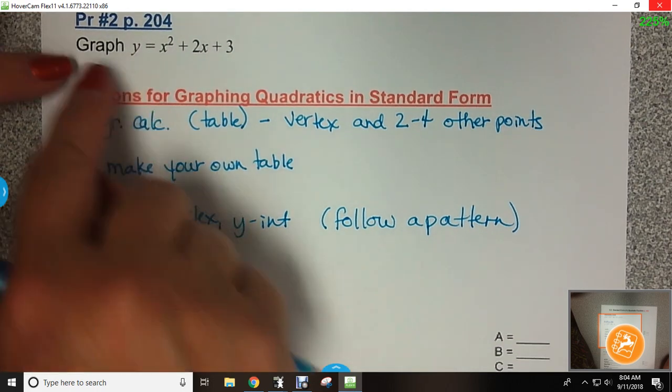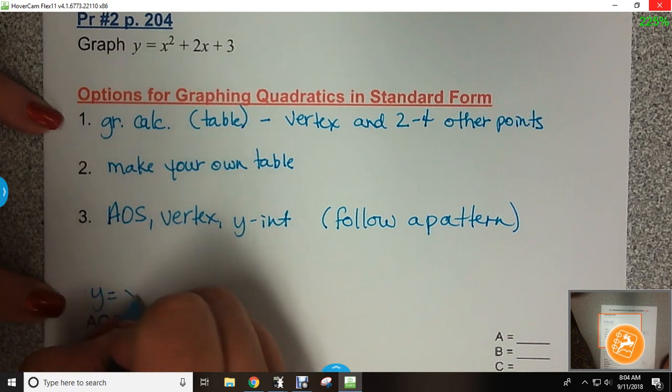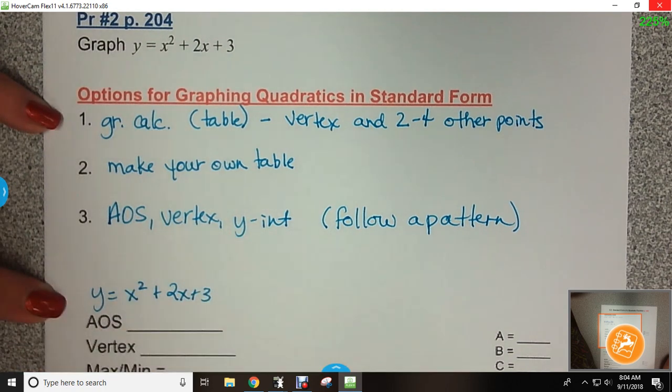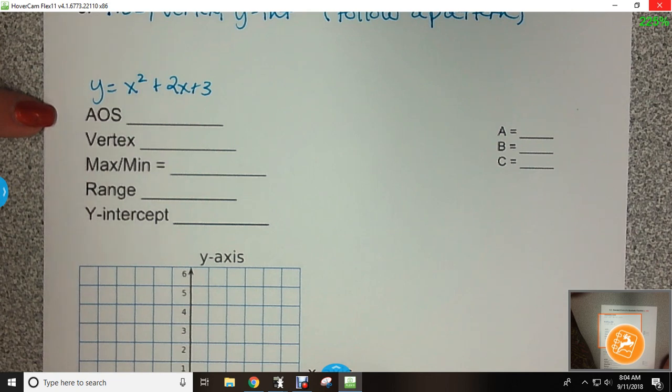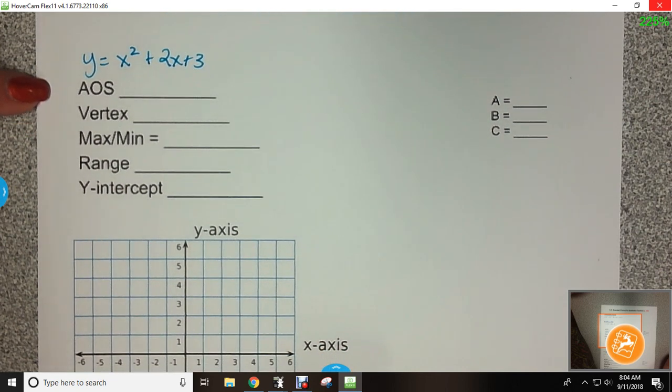So I'm going to recopy this down here so that it's closer to where I'm working. And now I'm going to find the axis of symmetry, the vertex, the maximum, minimum, the range, and the y-intercept, just like we did on the last 2. So again, I want you to pause the video, find all of these. Once you're done, then click play again and compare yours with mine.